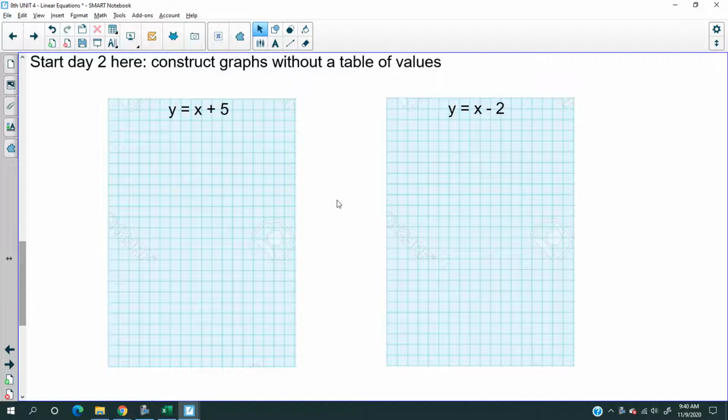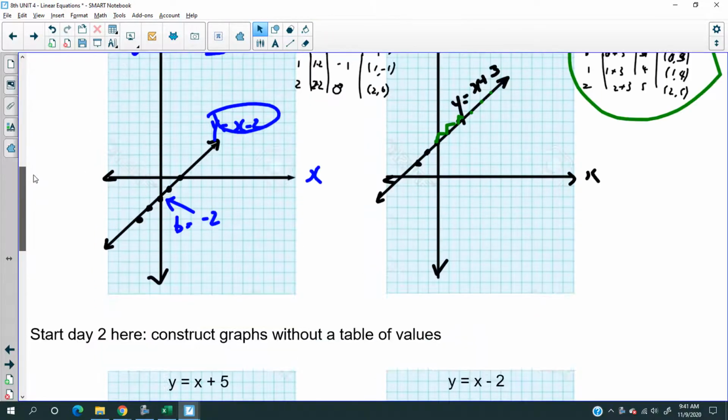So today we're going to pick up right where we left off yesterday. So let's do this: y equals x plus 5. Now, here's how you can do it. Here's how far we've come so far.